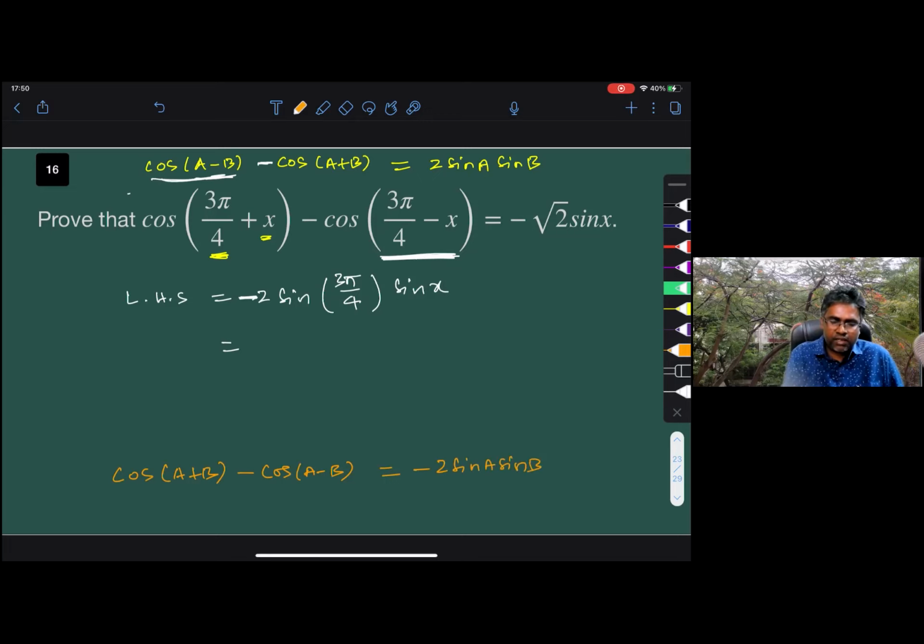So we are multiplying both sides by -1 here. Then sine 3 pi by 4 is what? 1 over root 2. So that is 1 over root 2 into sin x. So that should give minus root 2 sin x. Okay, I'll pause here for a minute. Let me know if you have any questions here.